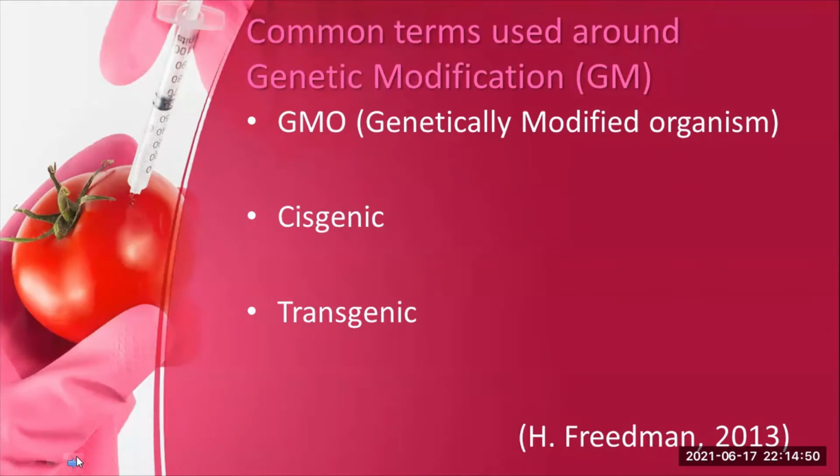And then you have transgenic, which is the introduction of a new organism's gene into another organism. Such as, for instance, if you take an animal gene and insert it into a tomato in order to make a new GMO or a new hybrid.